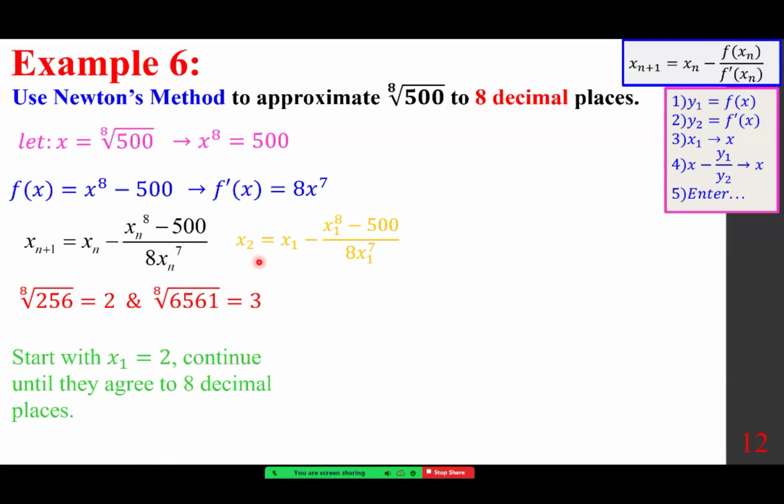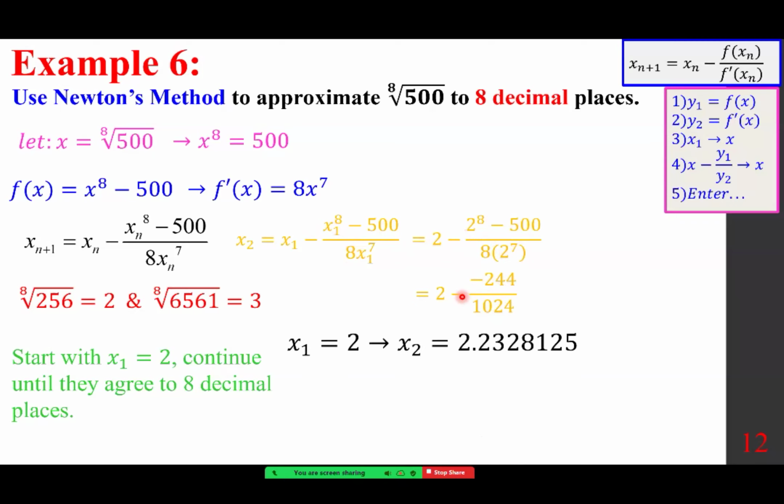So we're going to write x sub 2 is x sub 1 minus x sub 1 to the power of 8 minus 500 over 8 x sub 1 to the power of 7. So this is going to be 2, this is going to be 2, this is going to be 2. So 2 minus fraction bar, at the top is 2 to the power of 8 minus 500, at the bottom is 8 times 2 to the power of 7. And this numerator becomes negative 244, this becomes 1024, this becomes positive, and we write a bunch of decimals.